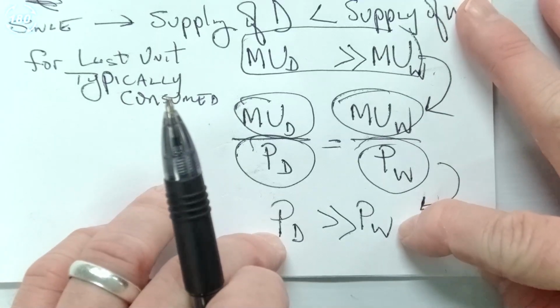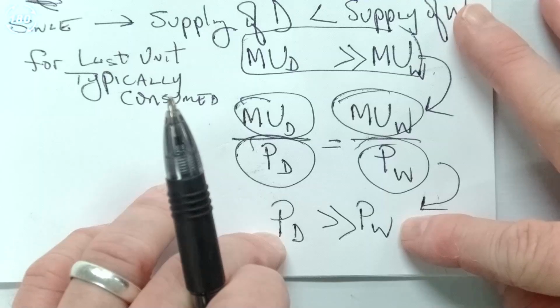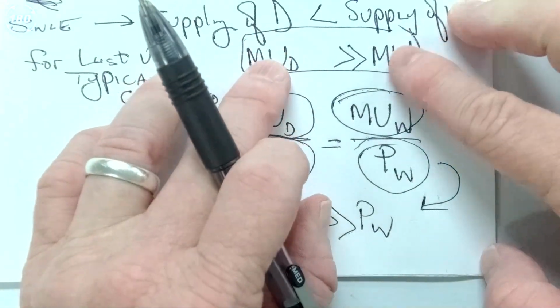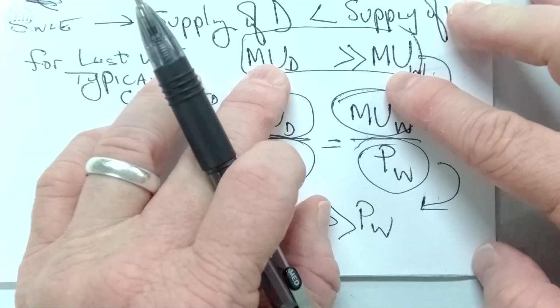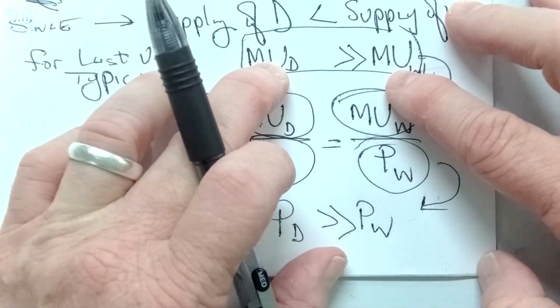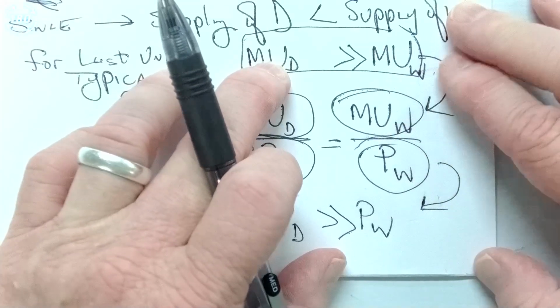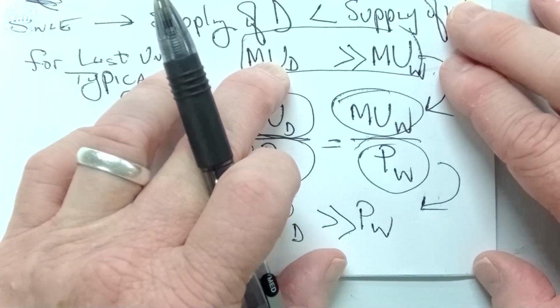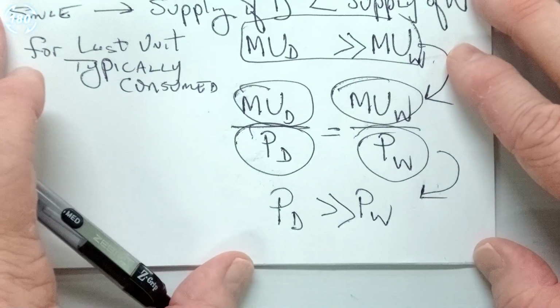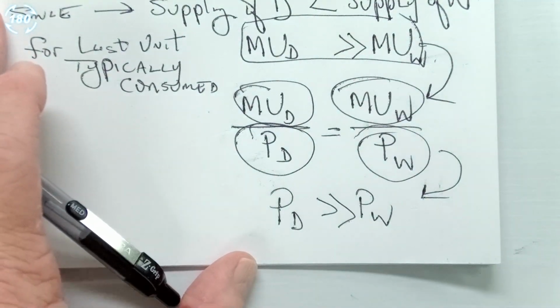In fact, if you think about it, if you go out and buy diamonds, you will pay a lot more for it because you value that last unit of diamonds more than the water. You'd give up a little water to buy some diamonds. But you wouldn't give up all the water you drink for any amount of diamonds because you've got to have water to live.